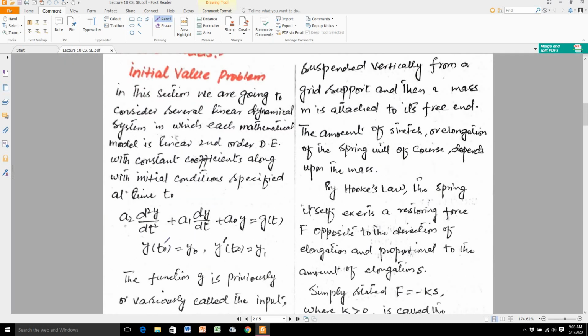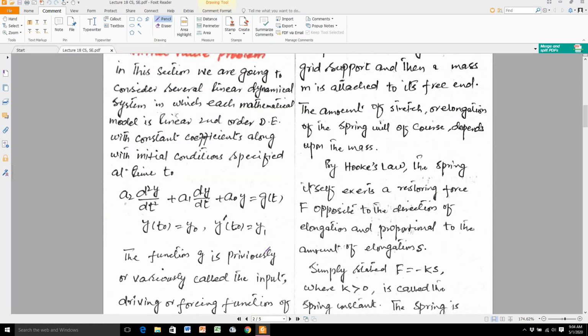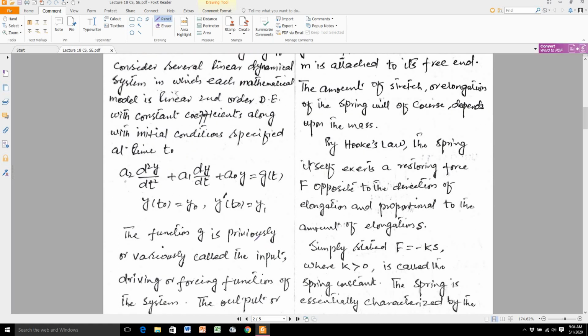This is our second order linear differential equation, that is a2 d2y over dt square plus a1 dy by dt plus a naught y is equal to g of t. And these are the two initial conditions: y of t naught is equal to y naught and y prime of t naught is equal to y1. The function g is variously called the input, driving, or the forcing function. We already studied this.